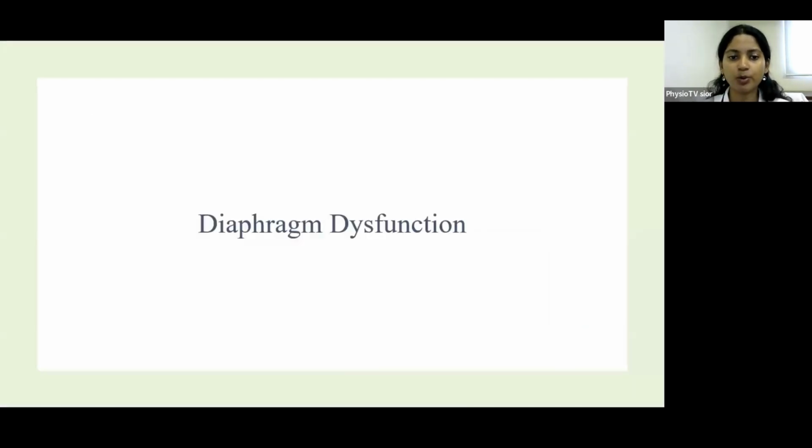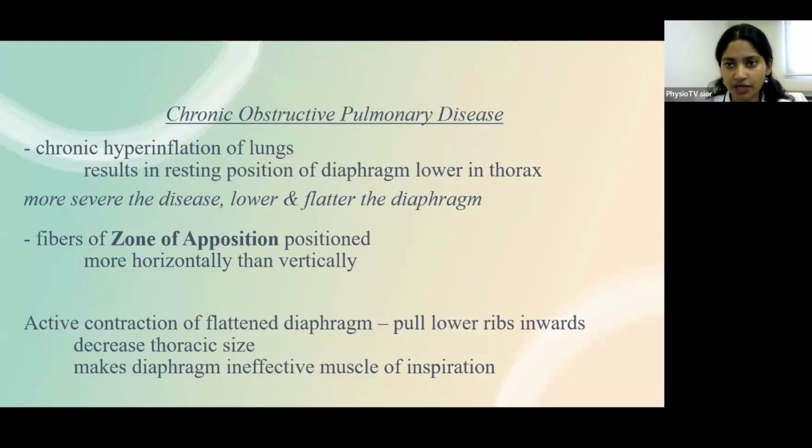Now, a quick glance at what happens in diaphragm dysfunction. A quick example would be chronic obstructive pulmonary disease. As we all know, because of the chronicity of the disease and the hyperinflation of the lungs from air trapping, the diaphragm is going to be placed much lower than it ideally should be. The resting position of the diaphragm is itself in the lower part of the thorax. The more severe the disease, the flatter and lower the diaphragm is going to be.